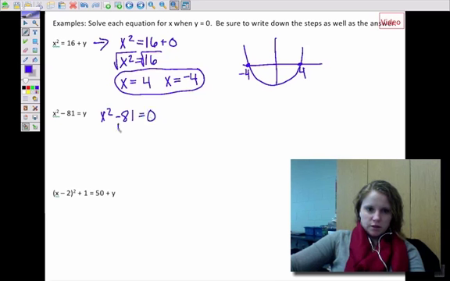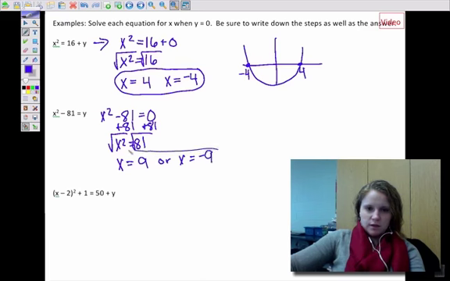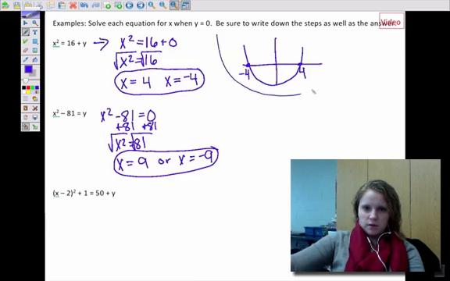Okay? Moving on over here, we have x squared minus 81 equals 0, plugging 0 in for y. So if we add 81 to both sides, then x squared equals 81. And we square root both sides. X is going to equal 9, or x equals negative 9. Again, this parabola is just going to be wider, where its roots are negative 9 and 9.